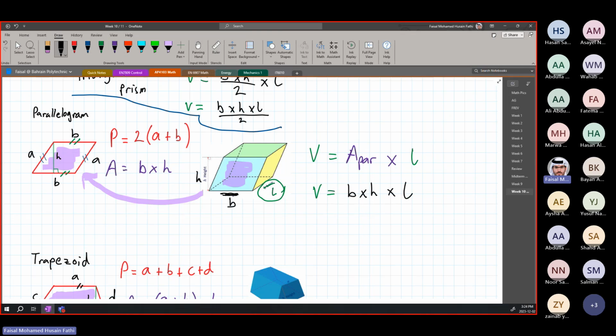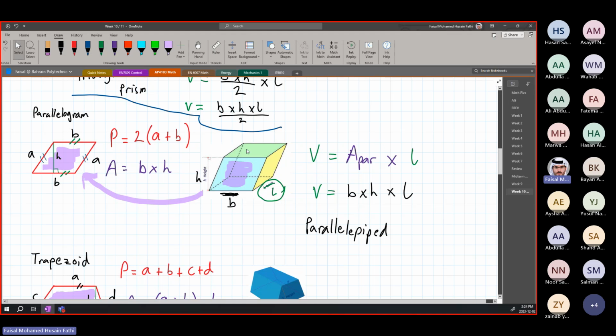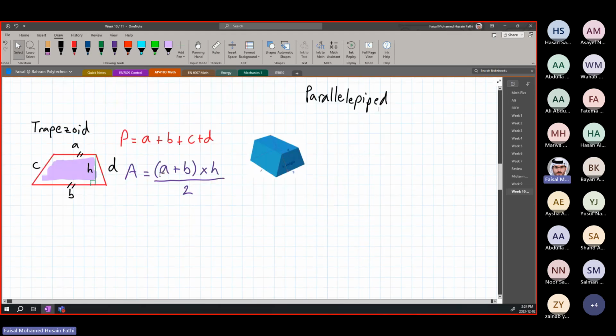And this is for a prism that is a parallelogram, which is called a parallelepiped, if I'm not mistaken. I'm not exactly sure of the wording, but it's something like this, a parallelepiped. All right. Moving on to a trapezoidal prism, or a trapezoid and then into a trapezoidal prism. Exactly, again, the same concept.